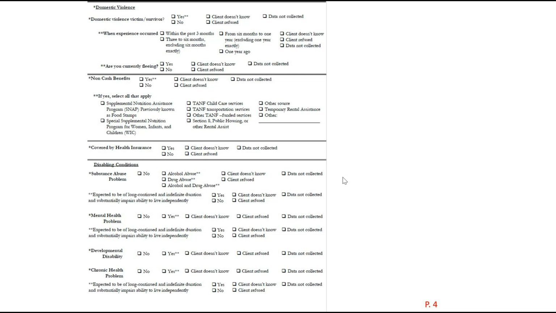So we are on page 4, and there are questions about domestic violence, about non-cash benefits, and health insurance. I want to focus on disabling conditions. We talked about this just a little bit before, and we're going to kind of dive into it now. All the questions on this form are self-reported information, so we go with what the client says.